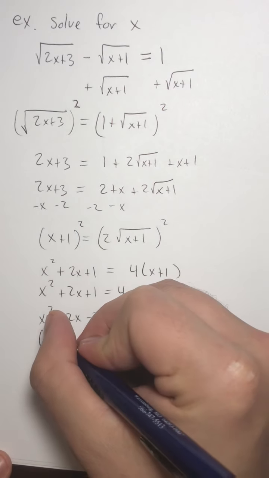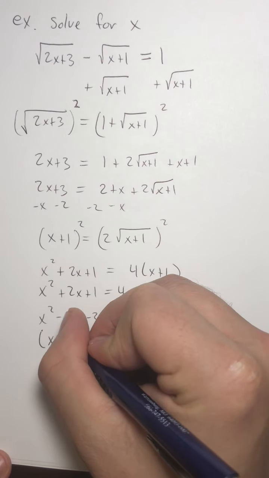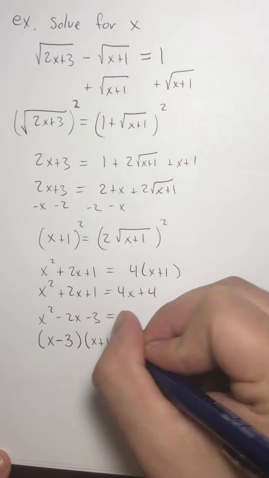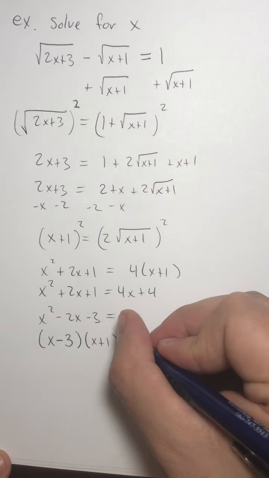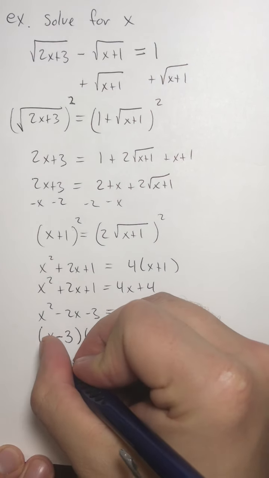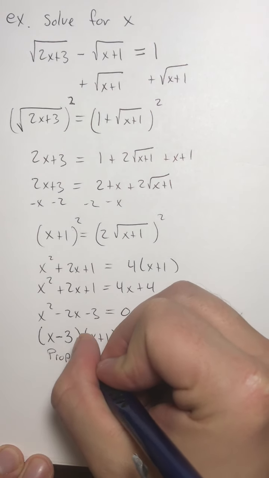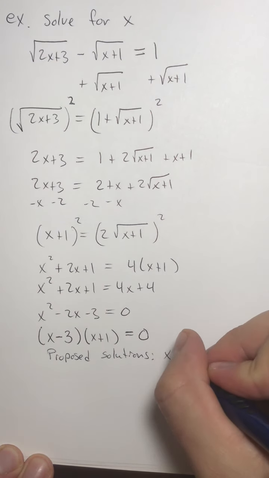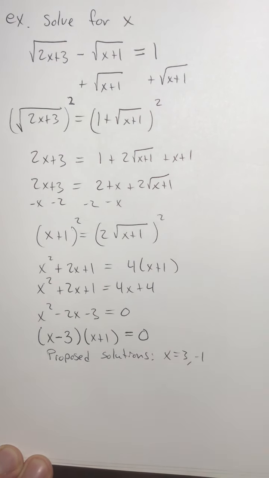So I think that we are not going to have any quadratic formula involved here. It looks like we can just use the zero factor property, and x squared minus 2x minus 3 factors into x minus 3 times x plus 1. So the proposed solutions are x equals 3 and negative 1.